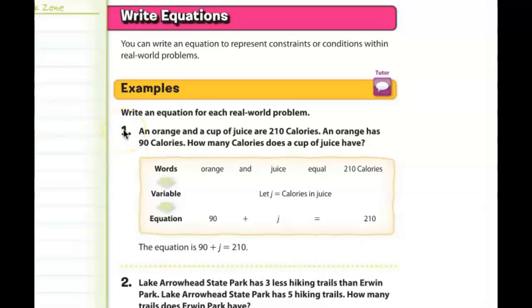It says write an equation for each real-world problem. It says an orange and a cup of juice together are 210 calories. The orange is 90 calories. How many calories does the juice have? Okay, so we're going to go ahead and draw a picture for that.